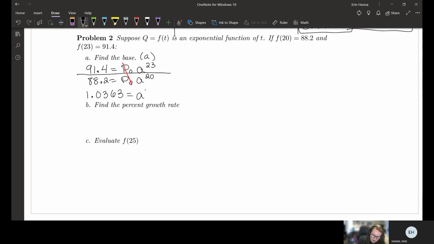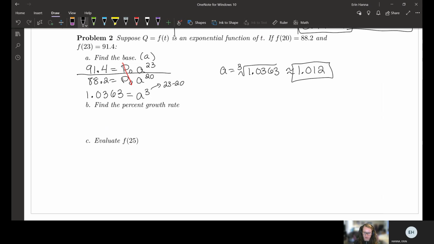We're going to get 1.0363 is equal to A cubed, because this comes from 23 minus 20. You take those two exponents and subtract them. And then to find A, I have to take the cube root of that 1.0363, which is going to get us approximately 1.012. And again, there's lots of rounding going on here. So there's lots of places for people to get slightly different answers depending on how much you round. I always suggest rounding to 3 decimal places. So we found A, we found the base, we're done part A.